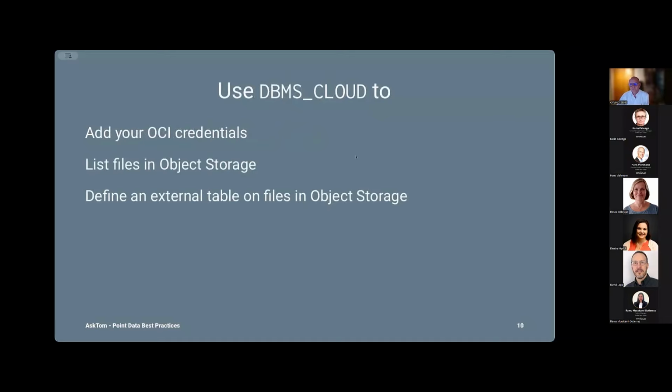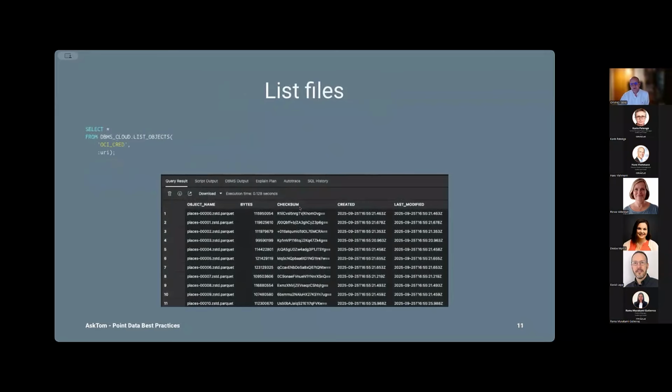So the key package here is this DBMS_CLOUD that you use to add your OCI credential, and you can list your files in the object storage. And what we want to do is to define an external table on these files. So this is how it looks if you want to list the files in object store. Pretty easy.